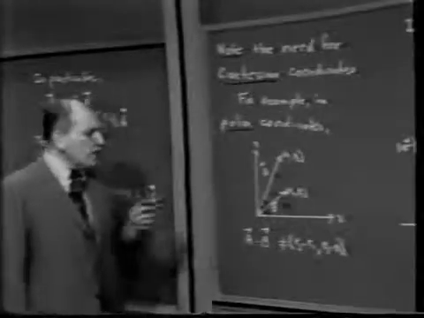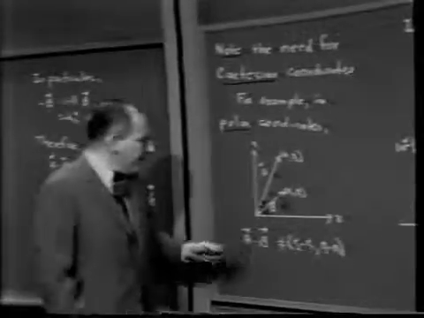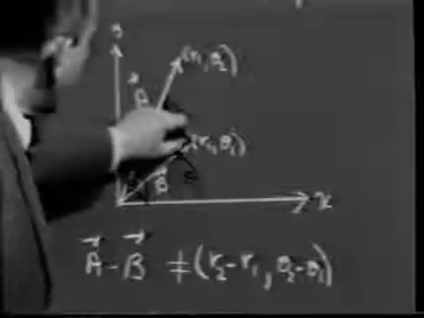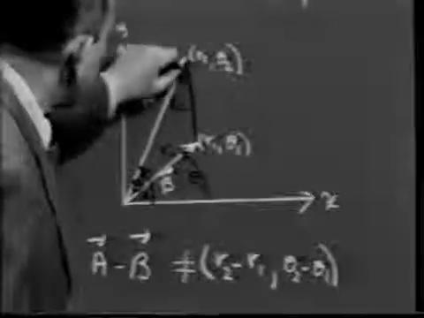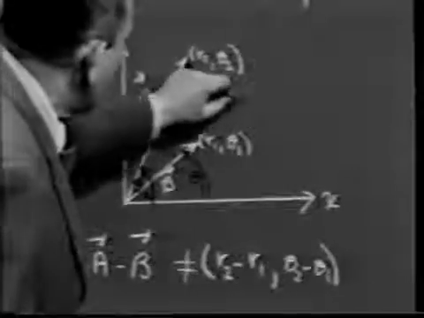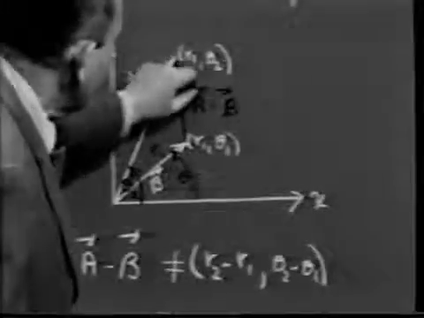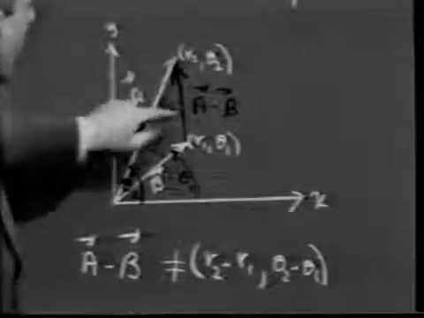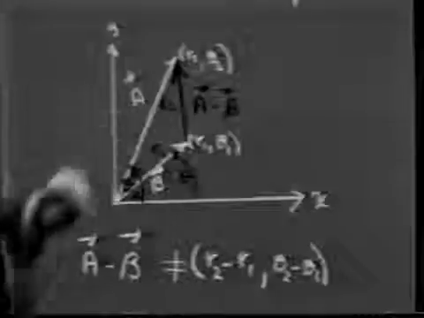Now, here's the important point, the real kicker to this thing, and that is that the vector a minus b, and a minus b is what? It's this vector here. And by the way, notice how vector arithmetic goes. How could you tell quickly whether this is a minus b or b minus a?